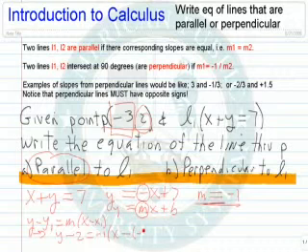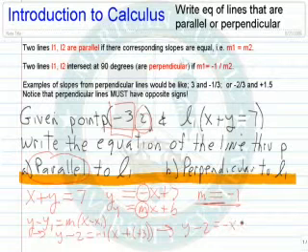Let's put parentheses. So we wind up here with y minus 2 equals, and this becomes plus 3, so we have negative x minus 3, or y equals negative x, adding 2 to both sides of the equation, minus 1. So that would be our first equation. And now this, by the way, is going to be parallel.